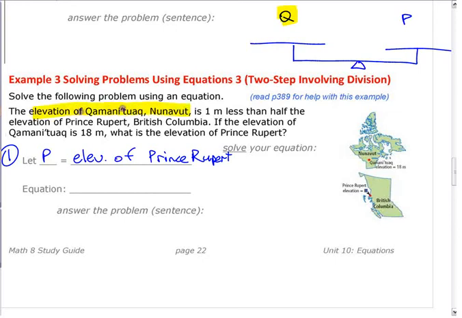It says it's 1 less than half the elevation of Prince Rupert. How do we write 1 less than half of Prince Rupert? This symbol here, this is going to be like the equal sign in between the 2.